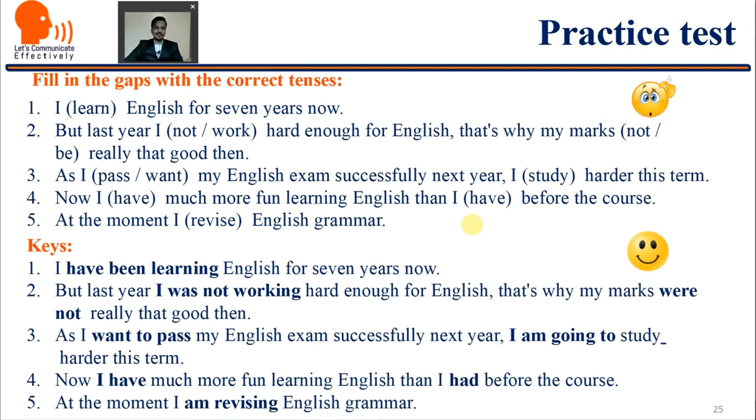So, I have been learning English for 7 years now. The word is for, we have seen, right, to indicate 7 years. And when will it be since and for, can you remember now? If you are talking about 2013, I have been learning English since 2013. But last year I was not working hard enough for English. That's why my marks were not really that good then. It is about the past.